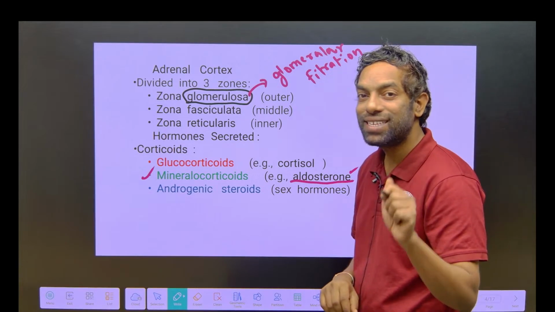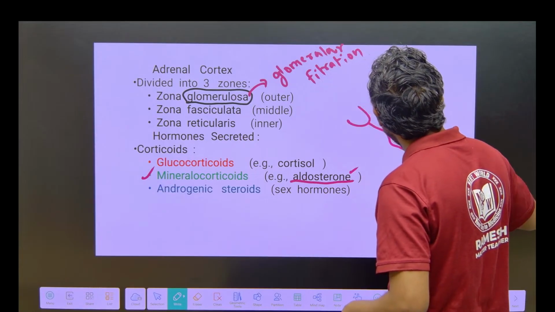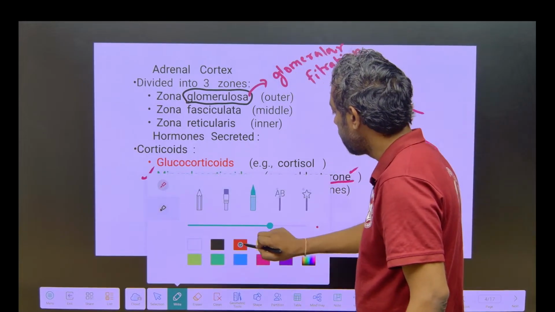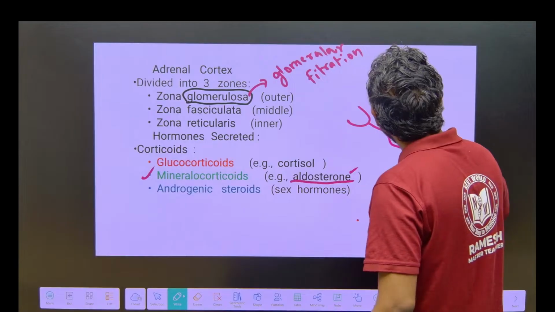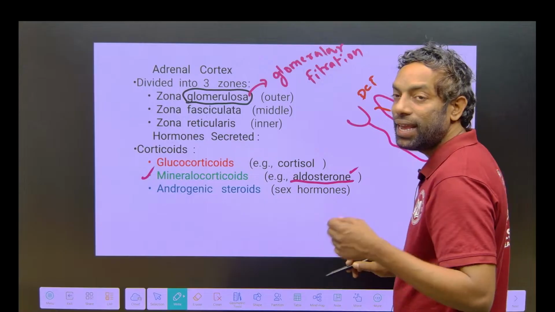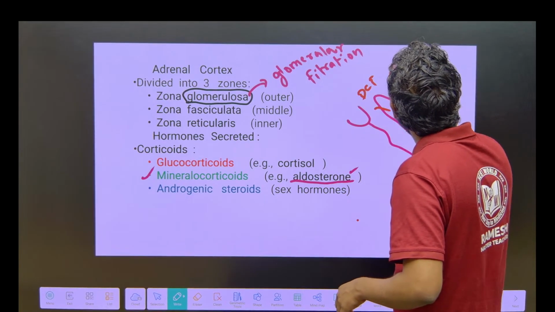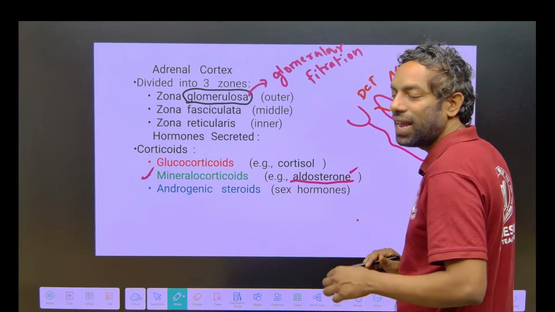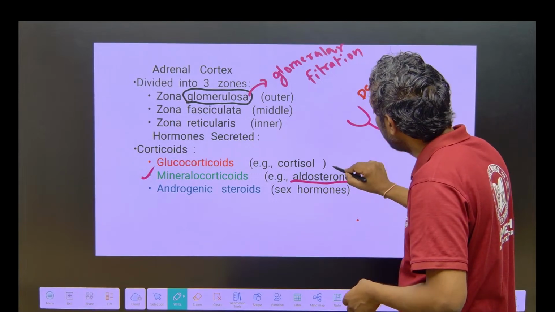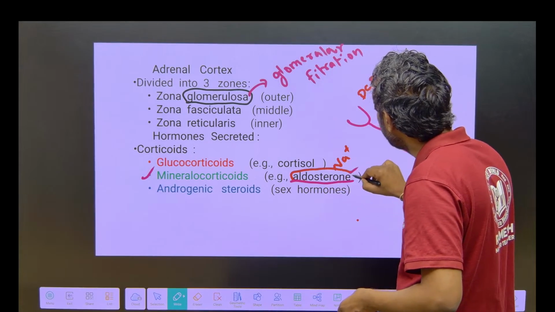Where does aldosterone act? In the nephron, at the DCT and collecting duct, where sodium reabsorption takes place. Sodium is reabsorbed under the hormone aldosterone.